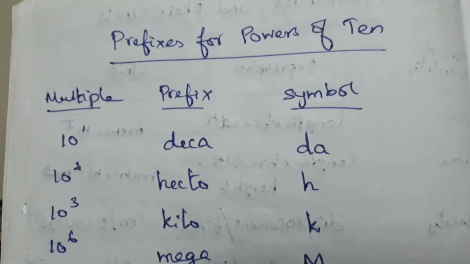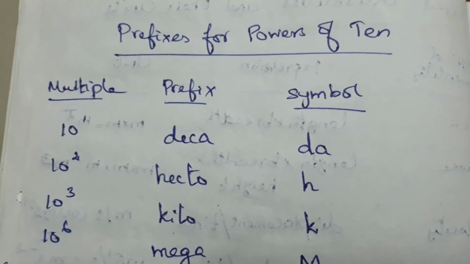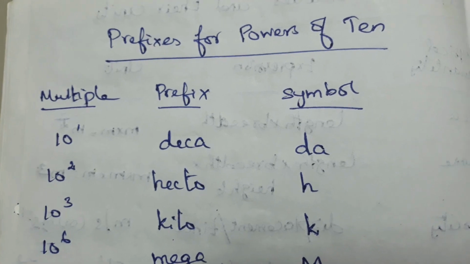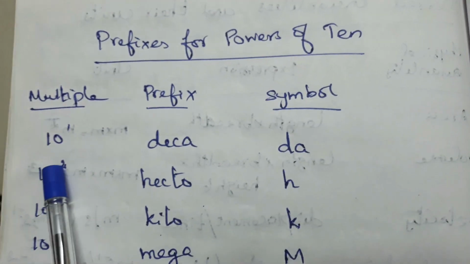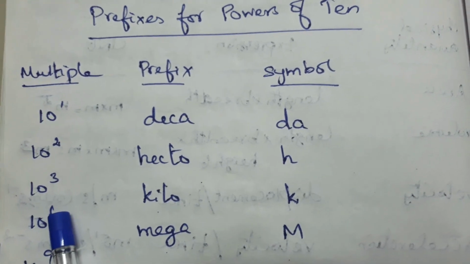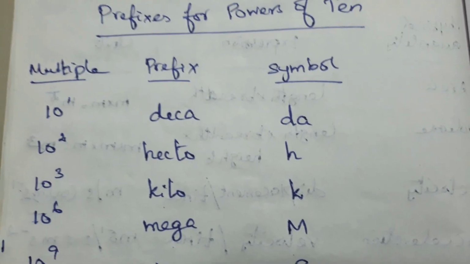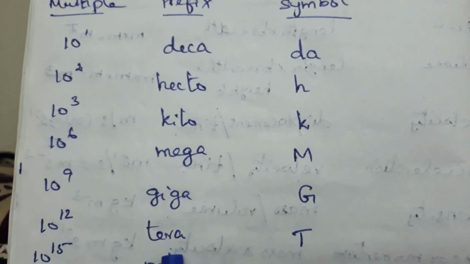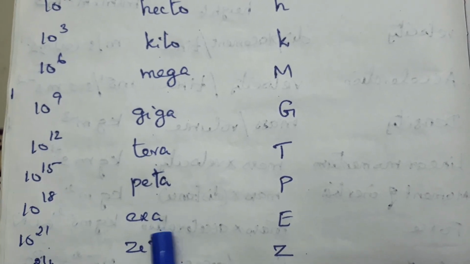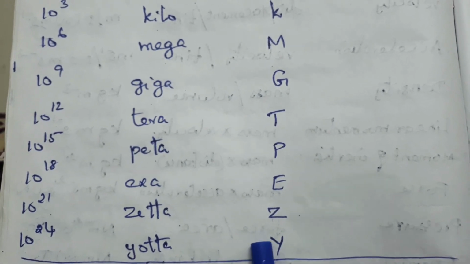Students, we learnt basic quantities and their units, derived quantities and their units. Now, some of the prefixes for powers of 10 I am also explaining. Multiple prefix symbol. For 10 power 1, deca, symbol DA. 10 power 2, hecto, symbol H. 10 power 3, kilo, symbol K. 10 power 6, mega, symbol M. 10 power 9, giga, symbol G. 10 power 12, tera, symbol T. 10 power 15, peta, symbol P. 10 power 18, exa, symbol E. 10 power 21, zetta, symbol Z. 10 power 24, yotta, symbol Y.